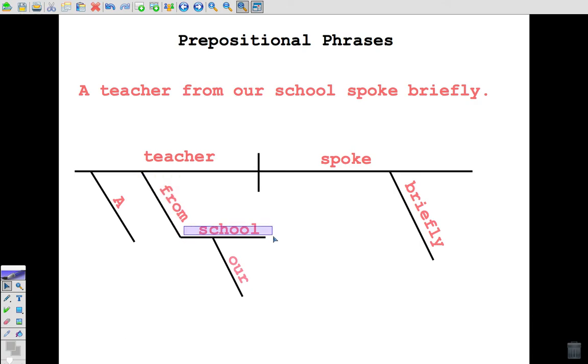School is the object of the preposition. It is always on a new horizontal line. And then we know our is another, a possessive adjective, and it comes off of the word it's describing. So what school? It's our school. So it would come off of here.